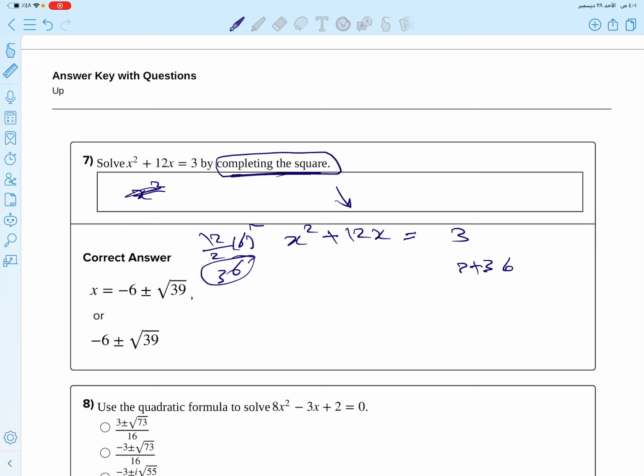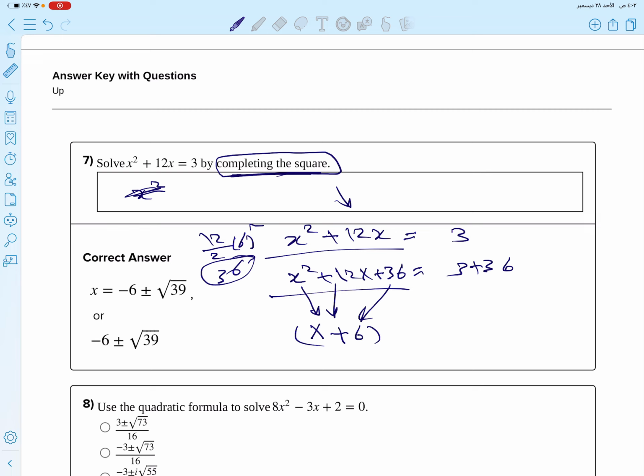36 plus 3, and 36 here, x squared plus 12x. Now the question: why add 36 to both sides? Because I needed to change this to a perfect square. It's ready now for completing the square, because I need the square root of the first term, the sign of the middle, and the square root of the third term. It is going to be (x plus 6) squared equals 3 plus 36, 39.